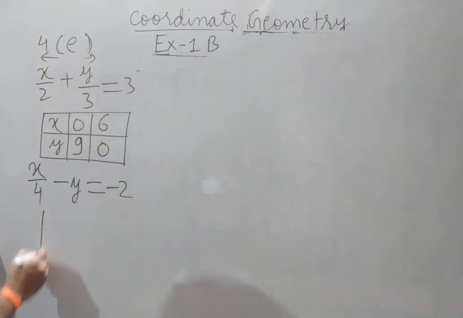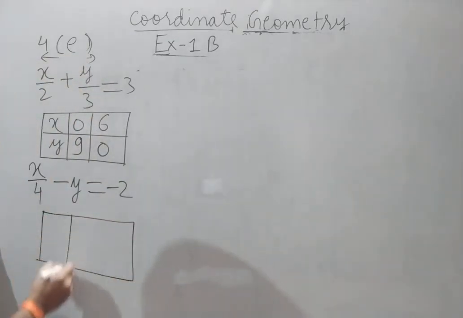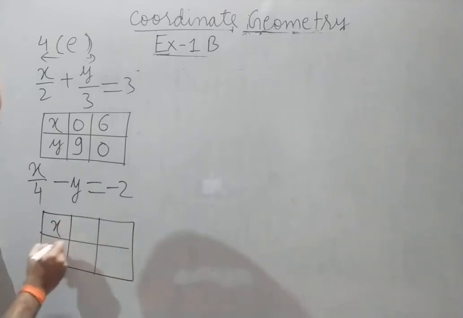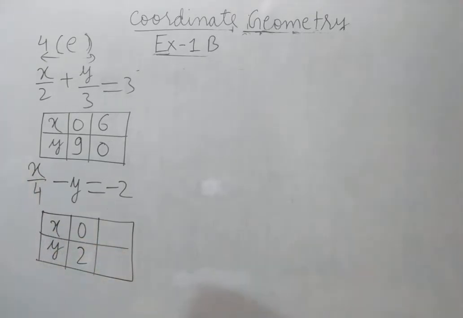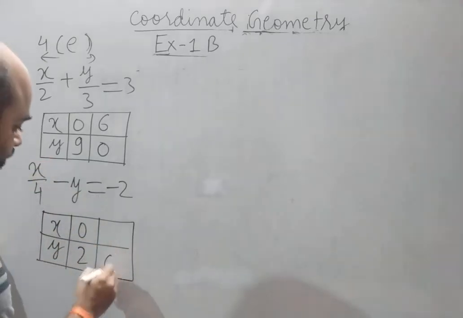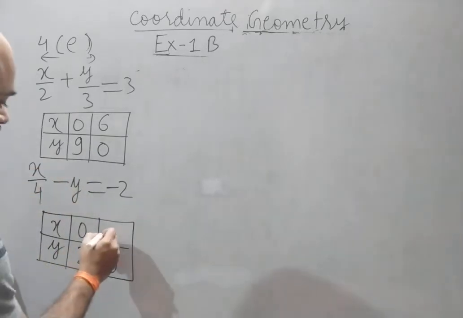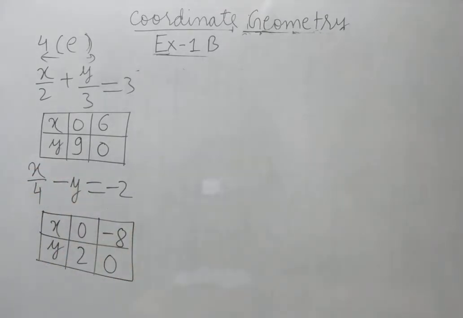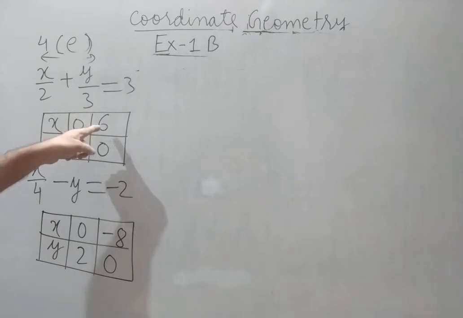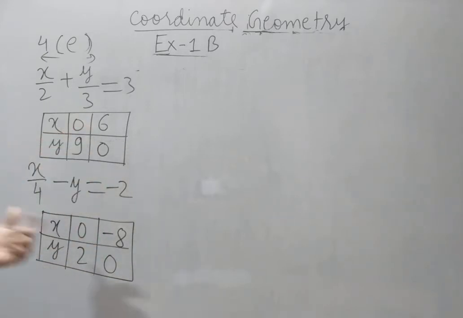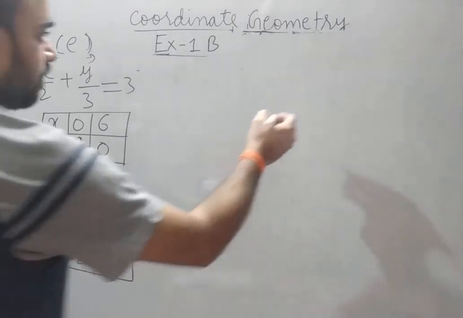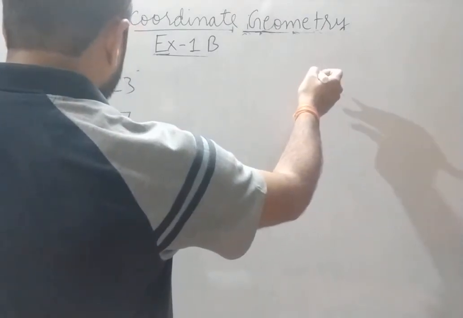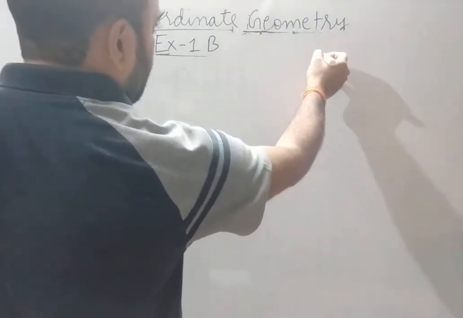In this, draw the table. In this also, now if x is 0, y will be plus 2. If y is 0, x will be minus 8. You can check. Correct? It means on the x-axis the maximum value is plus 6 and on the negative x-axis the maximum value is minus 8. So we require the points minus 8 and plus 6. Okay.